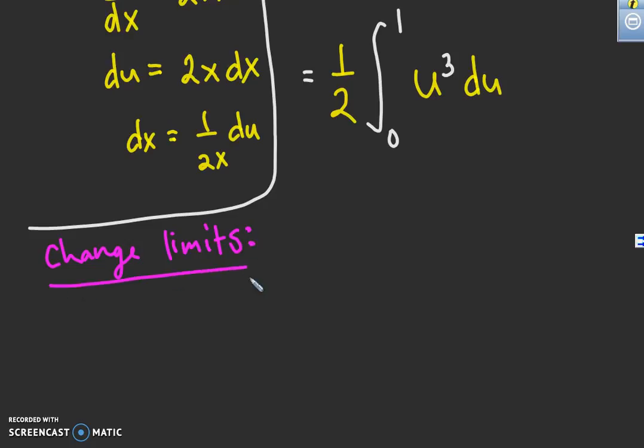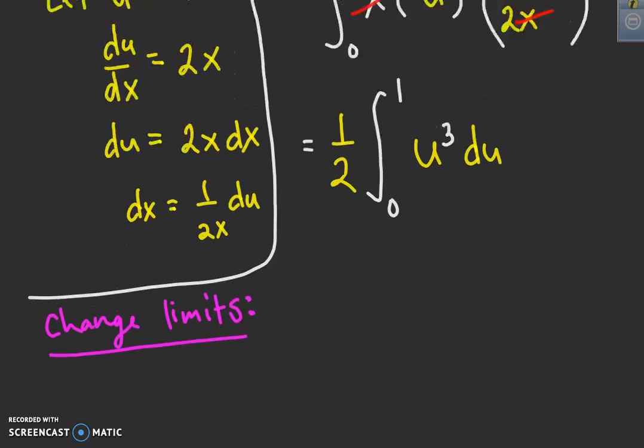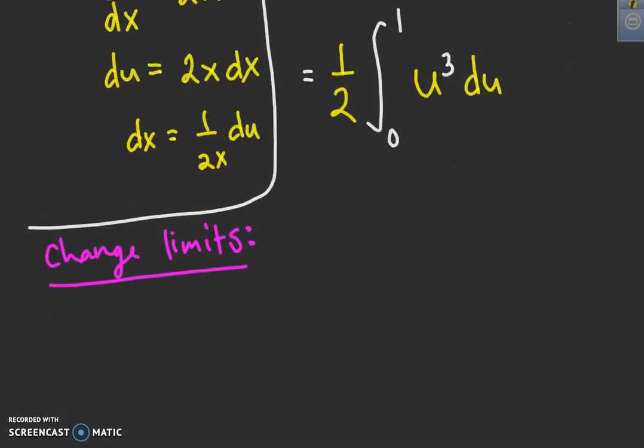And we're going to change the limits by using the u substitution of u equals x squared plus 1. So when x equals 0, let me have you guys do this and match it up with mine. Pause the video a little.